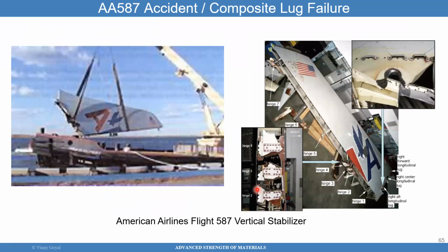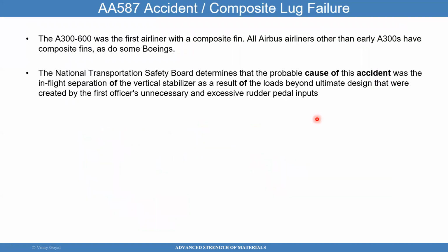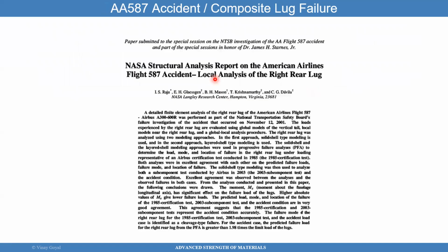American Airlines 587, that's the composite lug failure accident I had discussed. The vertical stabilizer came apart, and here are the lugs that failed, this joint. The most probable cause was the result of loads beyond the ultimate design. That's what the NTSB report says. And this is a very good paper to read. It covers the 587 accident, and one of my mentors, Raju, wrote the paper with the team.